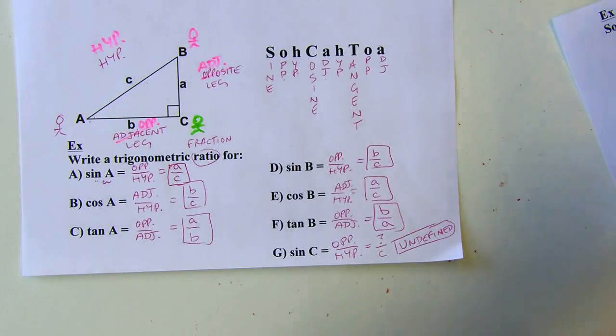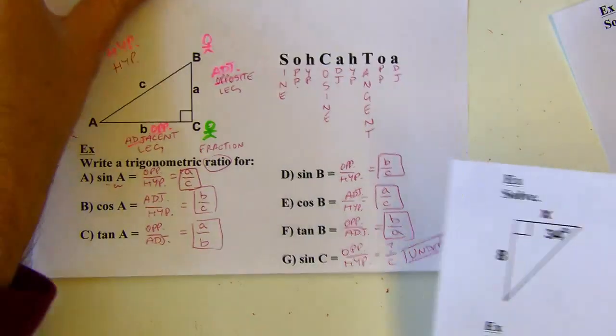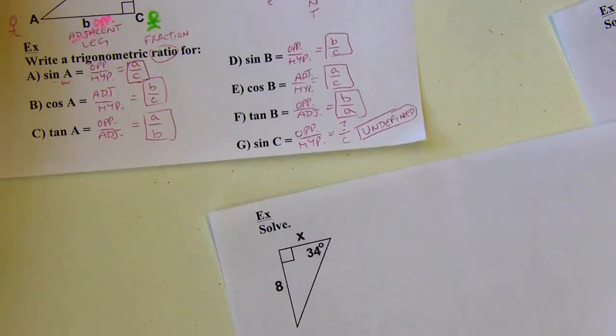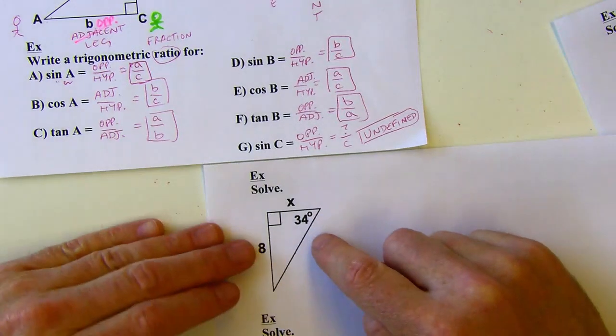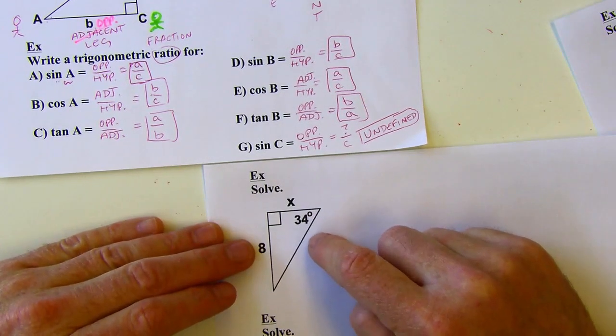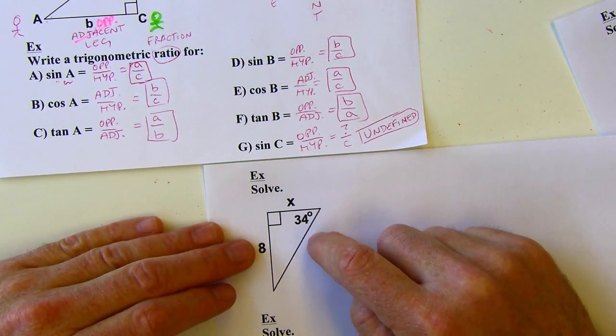Okay, on to next page. So, let me show you why this is useful. If I'm trying to solve for x here, this isn't a special right triangle. It's not a 30, 60, 90. It's not a 45, 45, 90. So I can't use those.